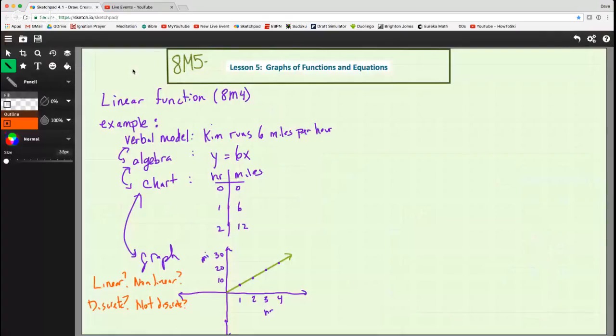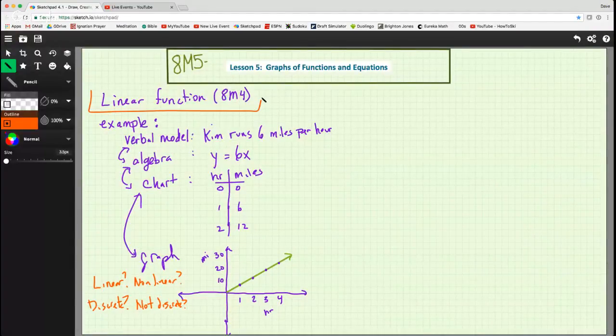So let's look first. We've spent a lot of time on this, but this is, again, what they like to do in Eureka Math: review, build, and remind. So this part of today's unit should sound really familiar to you. We're talking about a linear function. This is my example, but it's like one in the book. We say, well, Kim runs 6 miles per hour.